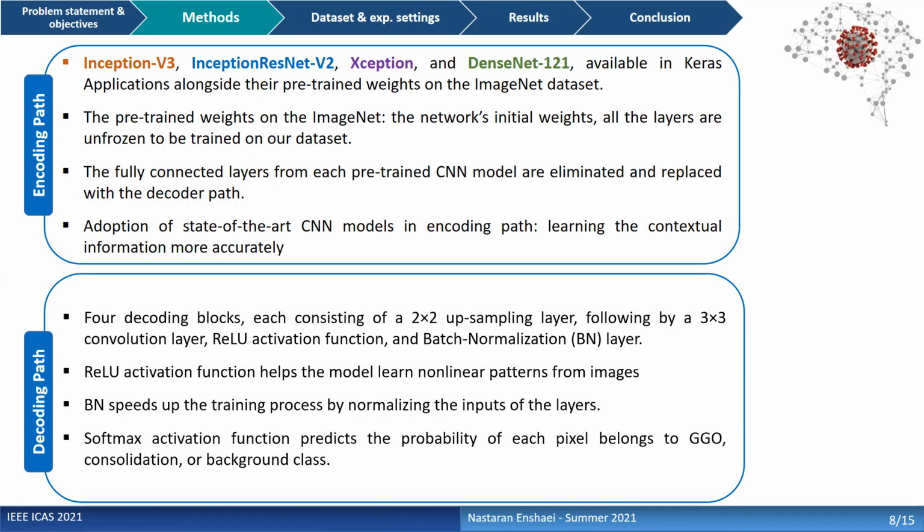For decoding paths, we use 4 decoding blocks, each consisting of a 2x2 upsampling layer, followed by a 3x3 convolution layer, and then a ReLU activation function and a batch normalization layer. ReLU activation function helps the model learn nonlinear patterns from images, and batch normalization speeds up the training process by normalizing the inputs of the layer. At the end of the decoding path, we use a softmax activation function to predict the probability of each pixel belonging to GGO, consolidation, or background class.